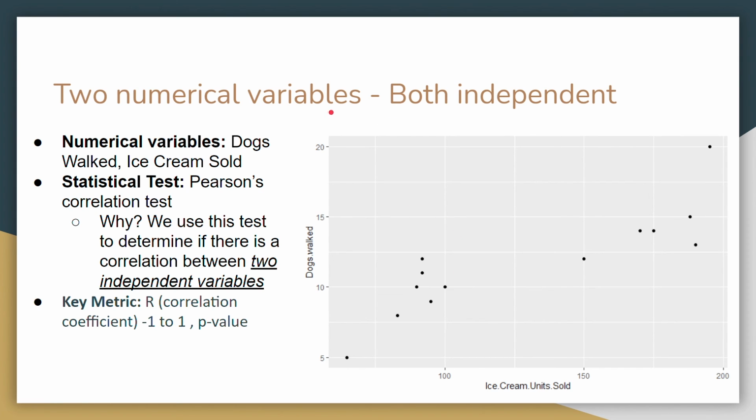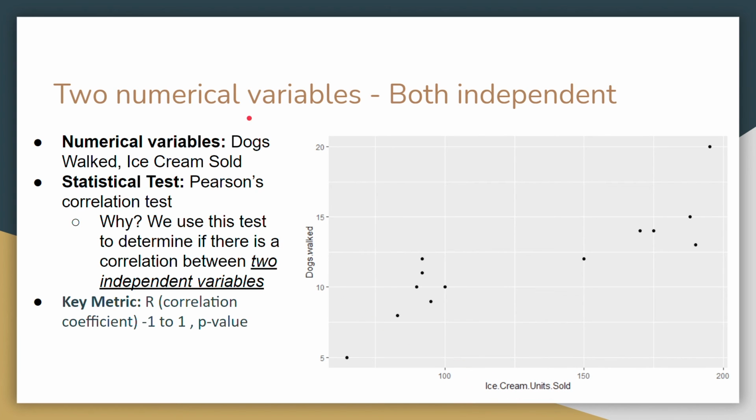So next, we're going to cover when you have two numerical variables and they're both independent. What I mean by this is that both variables that you're measuring have no dependence on each other whatsoever. These are two completely separate variables that should have no relationship to each other, and these are independent events. So one event happening for one variable does not influence the other event happening.